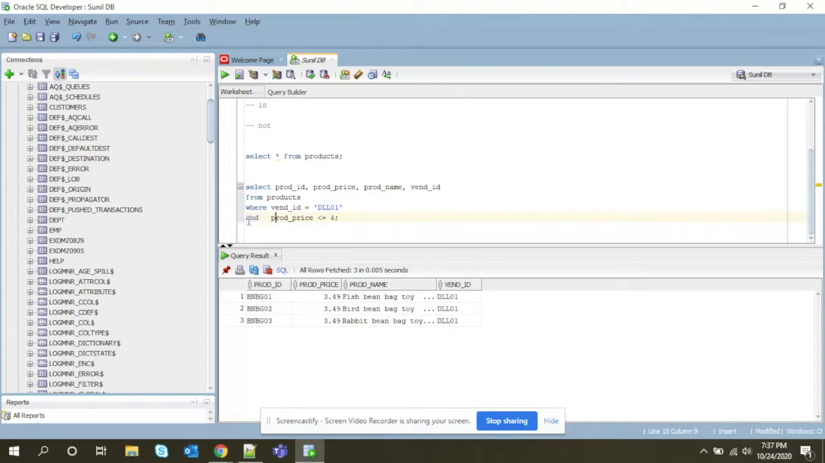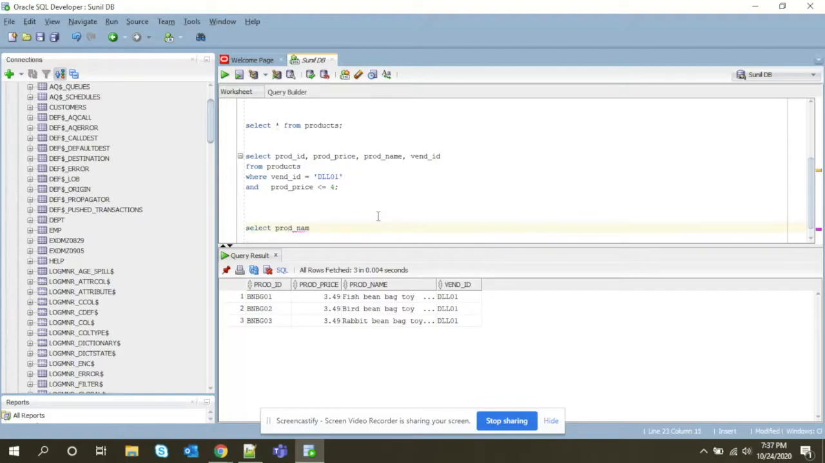That's where this AND comes in. If I had just done DLL01 without the AND prod price less than or equal to 4, it would have brought back prices that were all over the place. So let's try that. And yeah, it includes a price here, $4.99. But since I wrote AND prod price less than or equal to 4, it's only going to bring back those DLL01 records with a prod price less than or equal to 4. So that's a very basic use of AND.